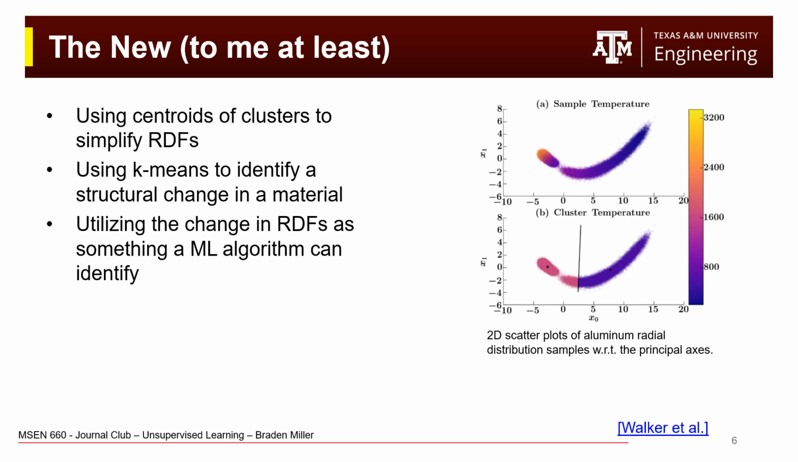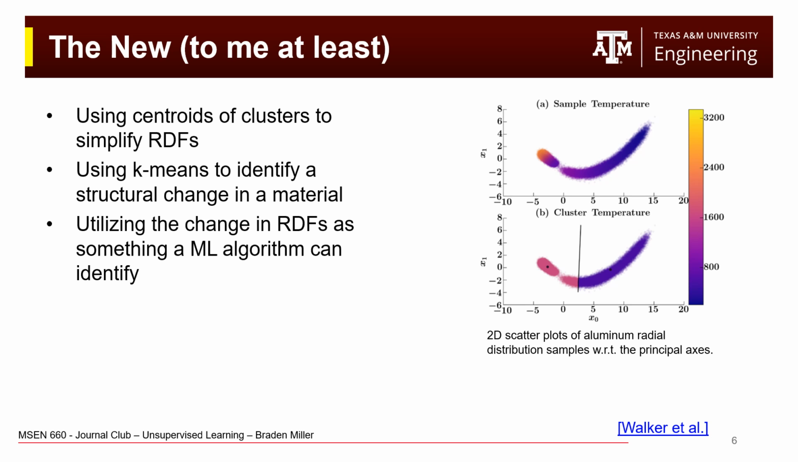I had never seen anyone calculate all these radial distribution functions and then use k-means to actually estimate where the melt point would happen. And then I had also never seen anyone utilize the change in RDFs as something that a machine learning algorithm can identify, and it really has got my brain going on just calculating RDFs in a way that you can teach machine learning what these different phases represent on a phase diagram.